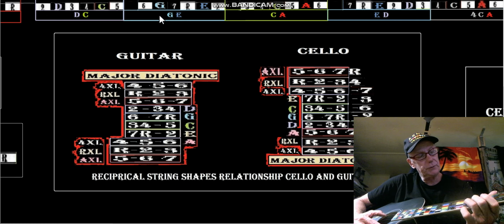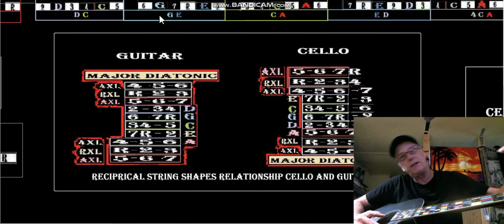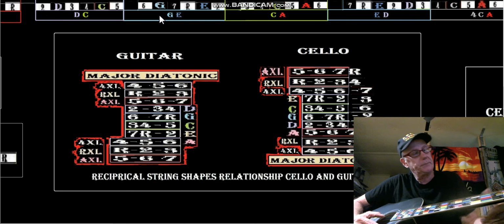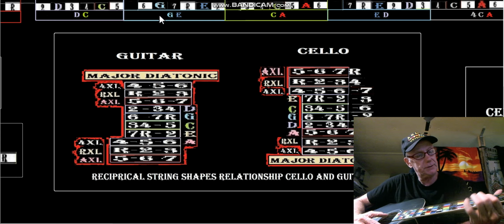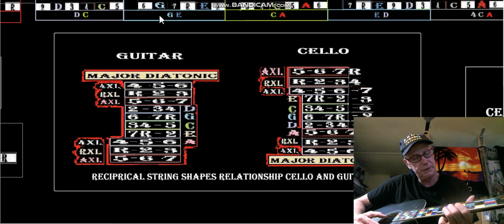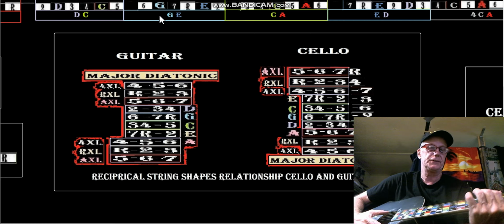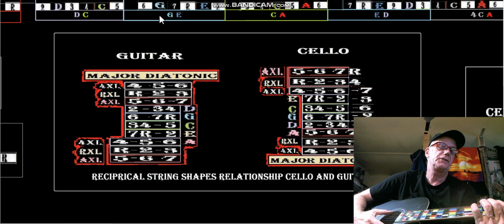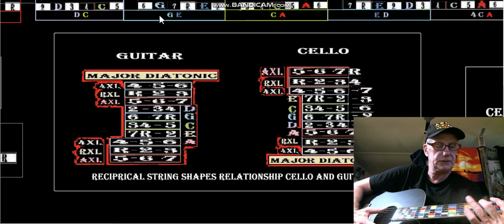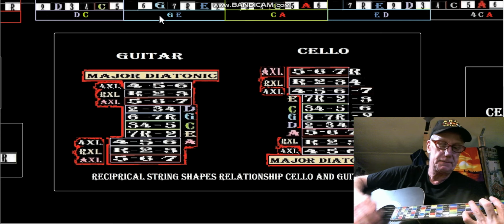Root, 2, 3, 2, 3, 4. But then the fifth is going to be a whole step to the right. So it'll be root, 2, 3, 2, 3, 4, 5, 6, 7, 6, 7, root. Now 6, 7, root is a G string shape, right? Because E is the sixth. E is the sixth of G string shape when we're playing an open G.